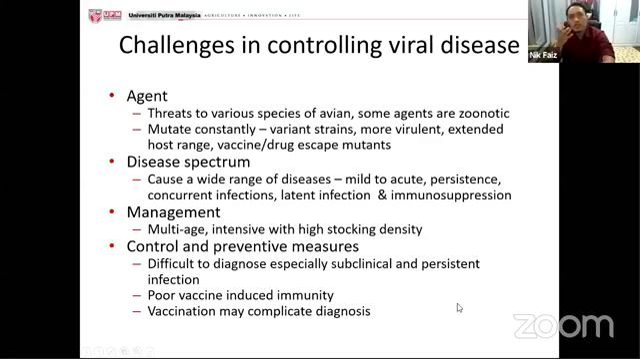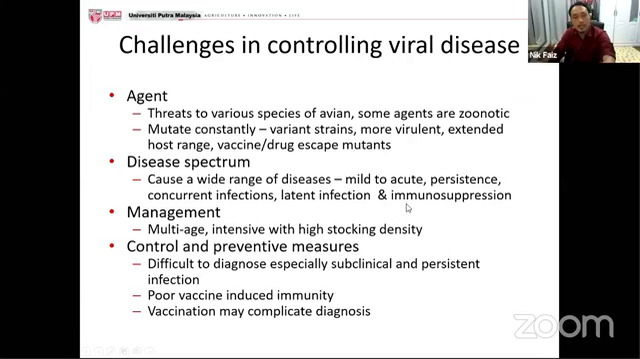So when it comes to controlling viral diseases in avian and poultry, there are a lot of challenges we have to face. When it comes to the agent, some agents threaten various species of avian. Some agents are zoonotic in nature, so you have to approach them differently. And some agents mutate constantly with variant strains. They become more virulent, extend their host range, and are able to escape the current control systems, which are the drugs or the vaccines.